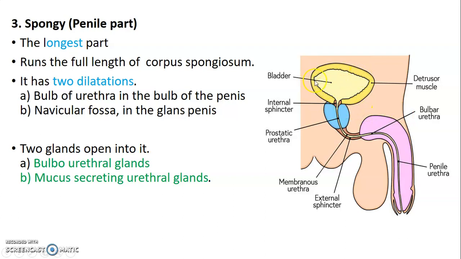So this is the urinary bladder, this is the prostate. So we start with the prostatic urethra here. We see the prostate gland and ejaculatory ducts open here. Then we have the membranous part here before you get to the spongy or the penile part.